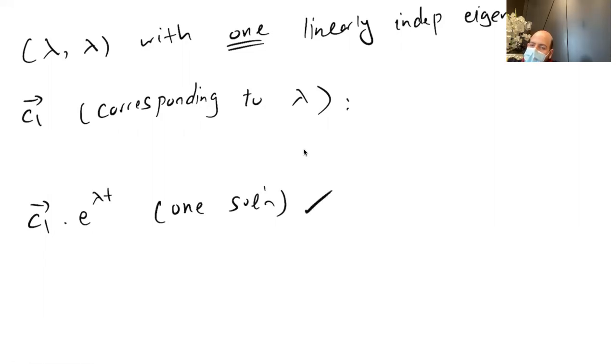Now, what about the other solution? Remember, because we are in the 2 by 2 case, we are searching for two linearly independent solutions for our system. We know that we have one linearly independent eigenvector corresponding to lambda, but what about solutions? We need 2 linearly independent solutions for our system. We know this is one of them because we already have C1 and lambda, and this is a solution. Now we need to find another solution which is linearly independent with this one.